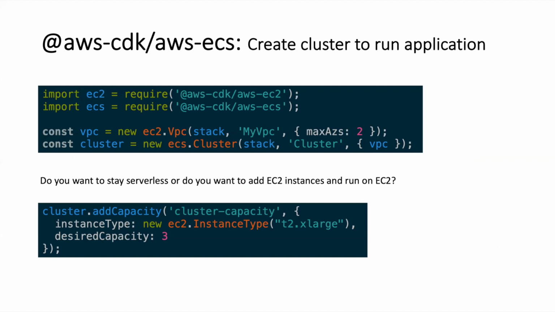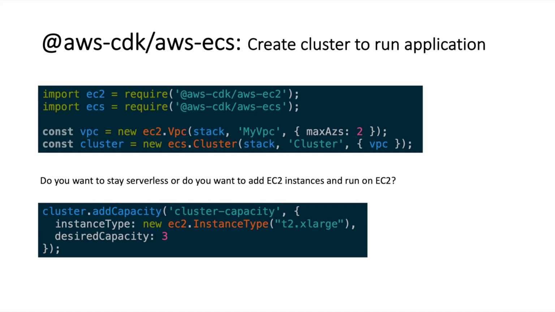So the next level in the ECS pattern is to create the cluster to run your application. With this command, you can see the VPC construct I introduced earlier. Now I'm adding a new construct called ecs.Cluster. All I have to do to create a cluster to run my containers is this command, new ecs.Cluster. Now I have two options here. If I want, I can stay serverless and use Fargate with this cluster. If I do that, I don't even have to add any more lines of code.